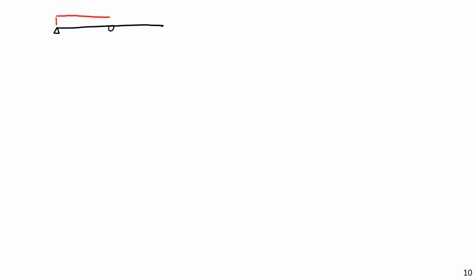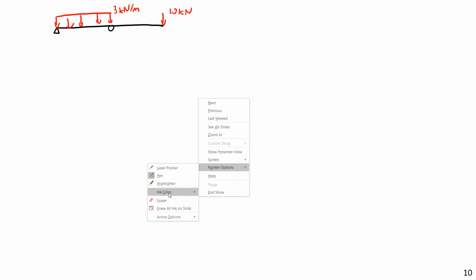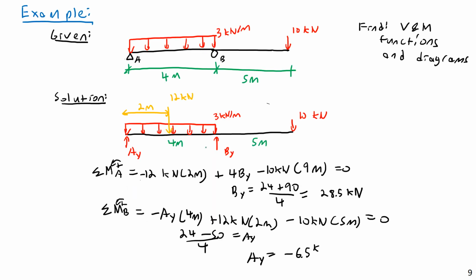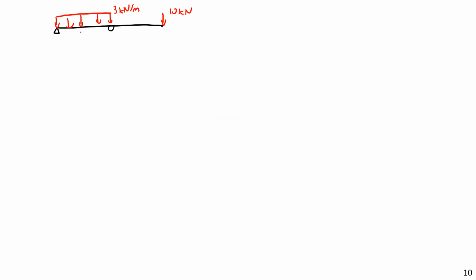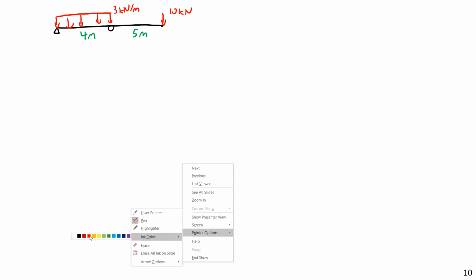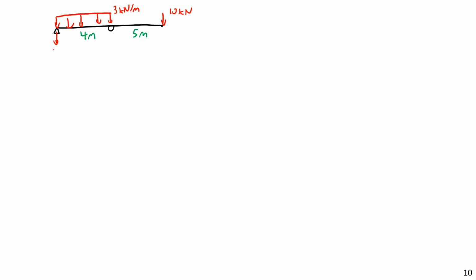So I have a distributed load from here to here of 3 kilonewtons per meter. Then I have the 10 kilonewton load on the end. And then I have dimensions of 4 meters and 5 meters. 4 meters here and 5 meters here. And then I have reaction forces. I have a downward reaction force here of 6.5 kilonewtons. And here I have an upward reaction of 28.5 kilonewtons.